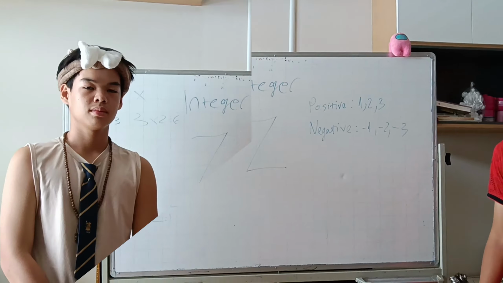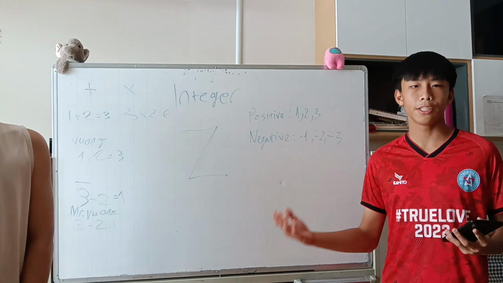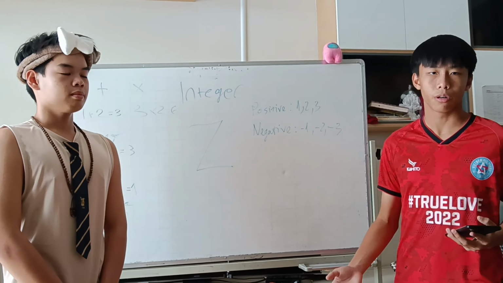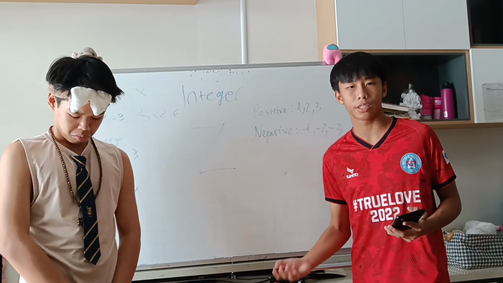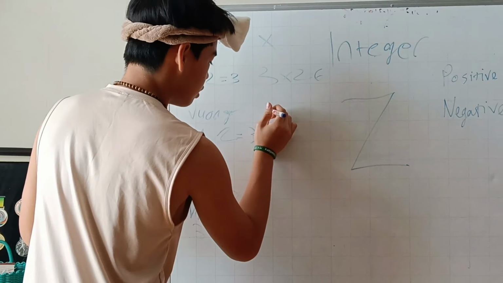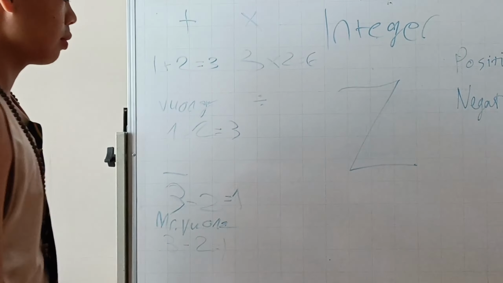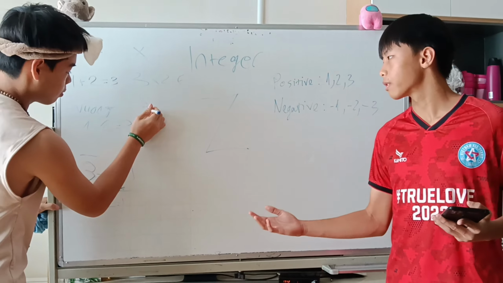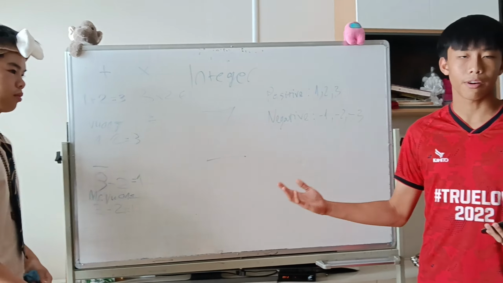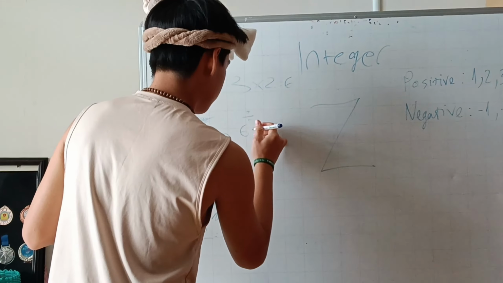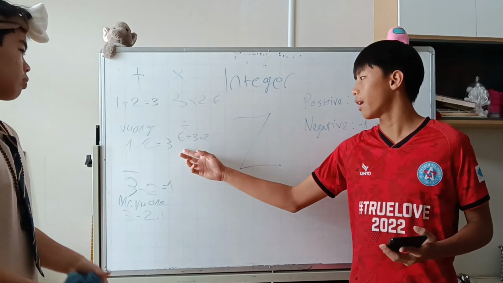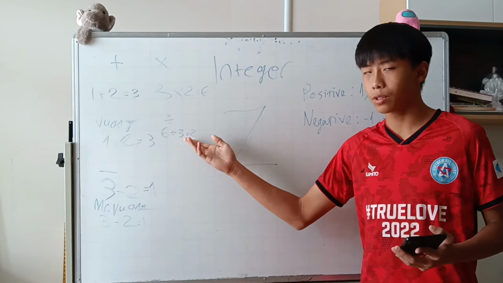Lastly, we have division. Division is when we take a number and divide it by another number, which forms the final quotient. We use the division symbol to show the process of division. So let's take an example. 6 divided by 3 equals 2. Here the number 6 is divided by the number 3, which forms the final quotient, the number 2.